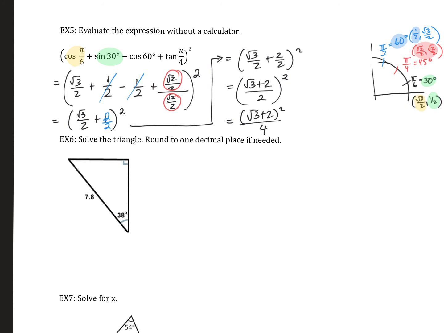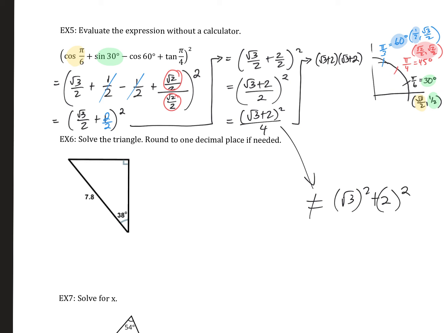Let's see, foiling out the top, we're going to get root 3 plus 2 squared, which if you recall, that's root 3 plus 2 times root 3 plus 2. Please note, that is not equal to root 3 squared plus 2 squared. You cannot just distribute the square over the plus sign. And then all divided by 4, and so simplifying out all that multiplication, we'll get 7 plus 4 root 3 over 4.